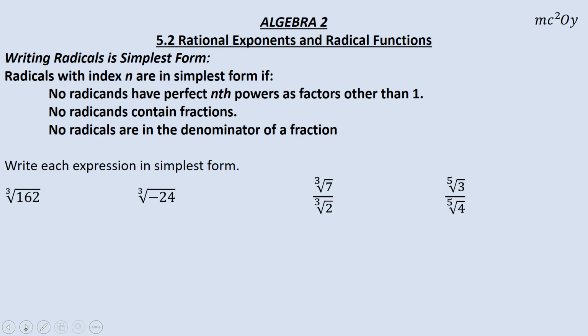Okay, so really that just means, is there a perfect root in terms of our index that goes into 162? So is there a cubed root that goes into 162, or is there a fraction inside that radical, or is this radical in the denominator? Well, there's obviously no fraction in the radical, and the radical's not in the denominator, so I need to think of perfect cubes. Is there a perfect cube that goes into 162? I think of 2 times 2 times 2 is 8. Does 8 go into 162? Well, it doesn't.